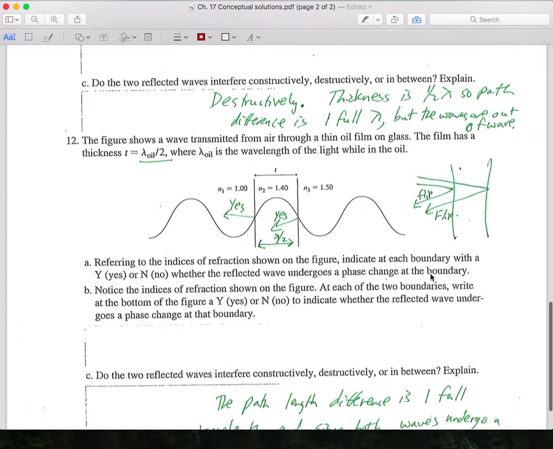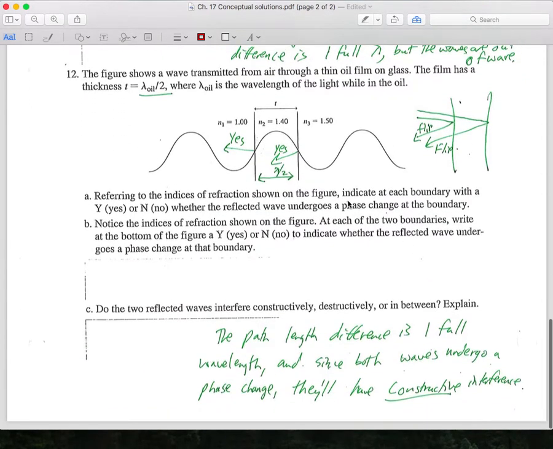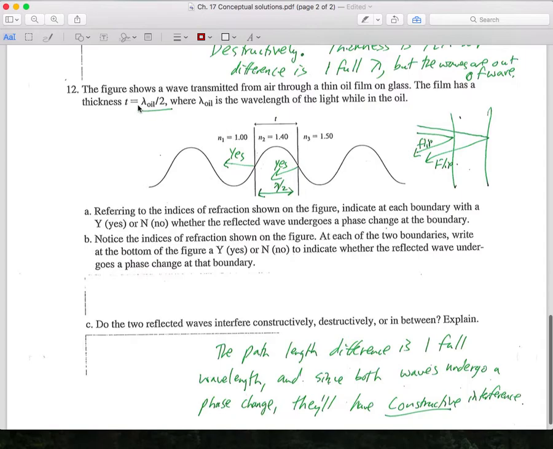For this one, similar type of problem. Here we're going from 1 to 1.2 to 1.5. So here, at both these interfaces, we have a flip or a phase shift. So that is a yes and a yes. And it says here the thickness is also 1/2 a wavelength. So the thickness between here and here is 1/2 a wavelength.